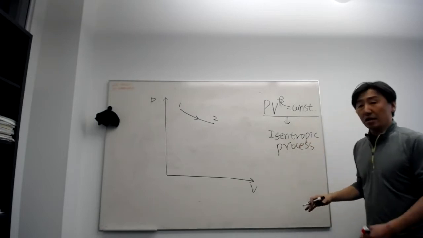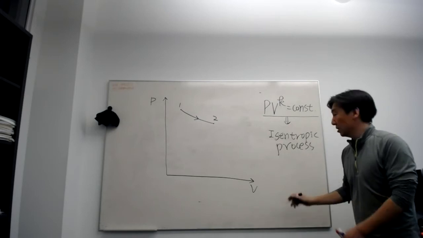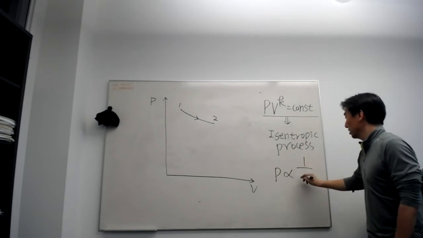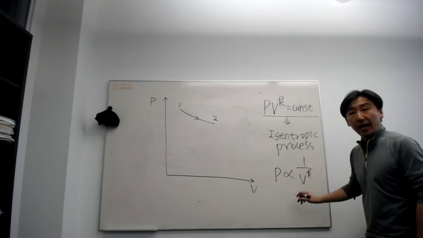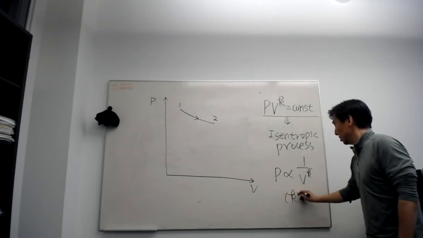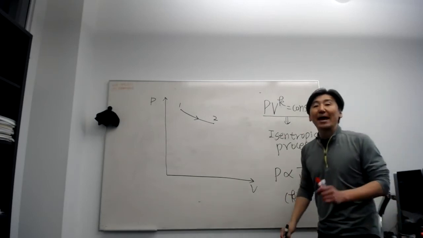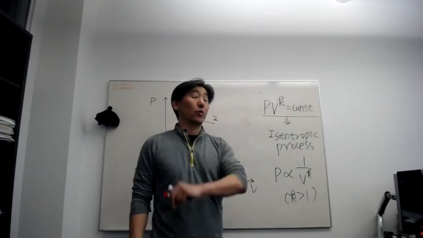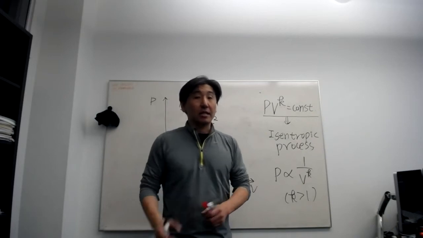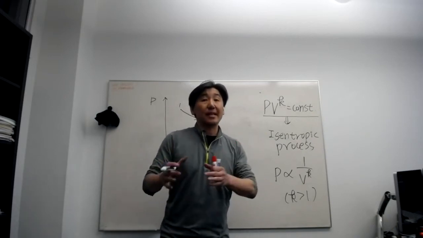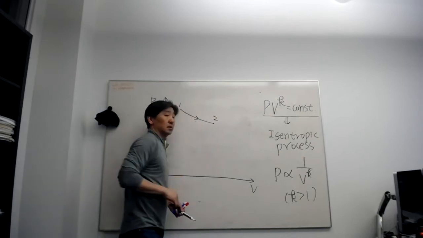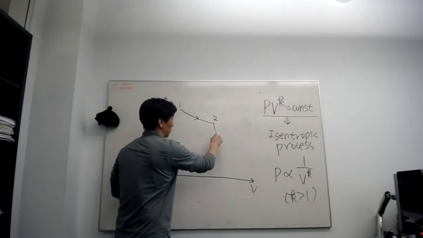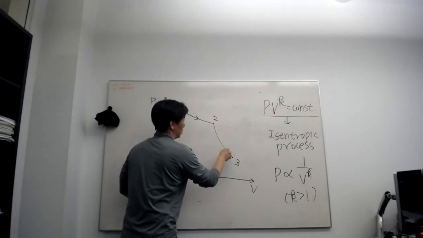What it means is that during the isentropic process, we should satisfy P proportional to 1 over V to the power of k. Here, k is always greater than 1 because k is the specific heat ratio. So Cp is always bigger than Cv, and k should always be bigger than 1. Then the slope of this curve should be steeper than the isothermal curve. Now we can draw this way, 2 to 3.